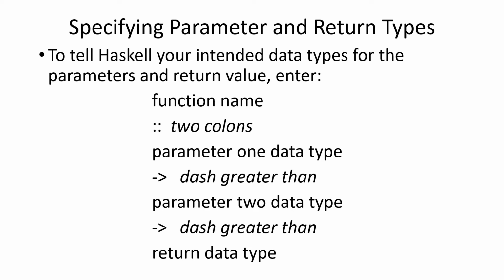To specify the type of a function parameter and the type of the return, you start by putting the function name followed by 2 colons, and then the data type of the first parameter, and then the arrow going to the right, the dash greater than sign, the second parameter, if there is one, another dash greater than sign, and then the return data type.